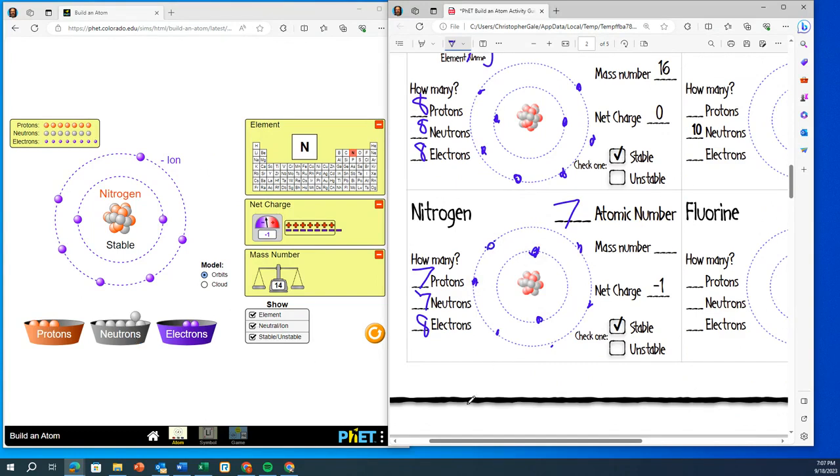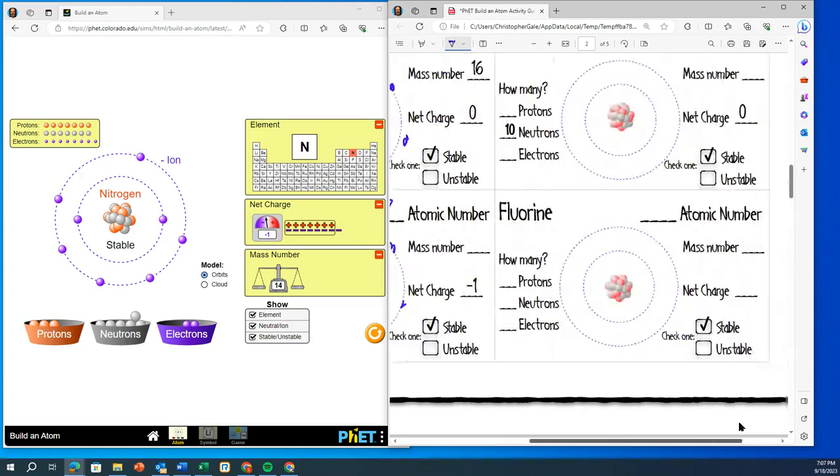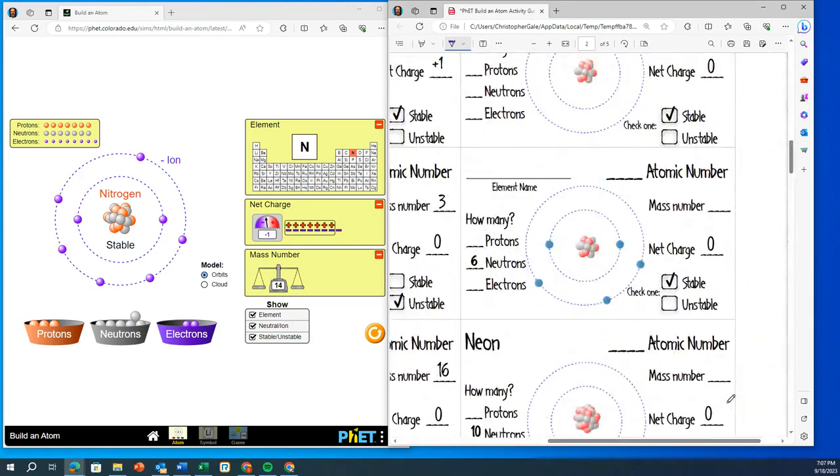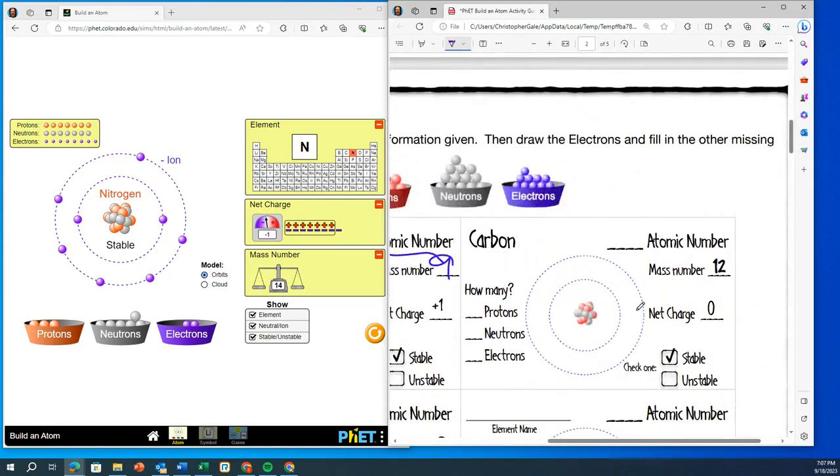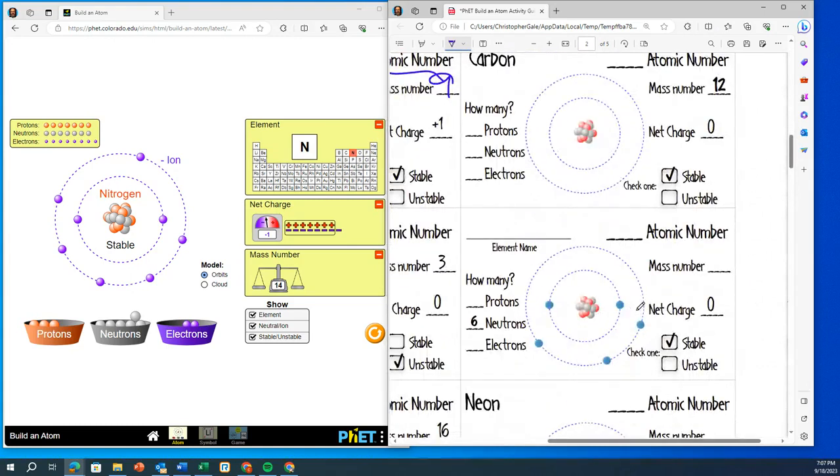So that is the assignment. You're going to finish these 4 problems. You're going to do carbon, and they give you some hints here. 1, 2, 3, 4, 5, and net charge is 0, so that means if I put the electrons here as 5, that means the protons are going to be 5.